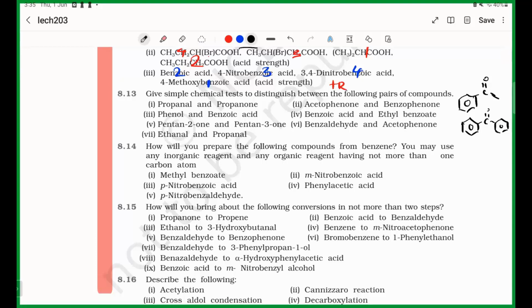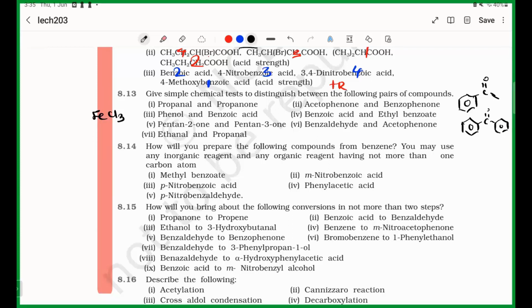And you know that phenol and benzoic acid can be distinguished by the FeCl3 test. Neutral ferric chloride is a characteristic test for all phenols. You see a violet coloration from complex formation with the iron, whereas benzoic acid gives no such coloration.